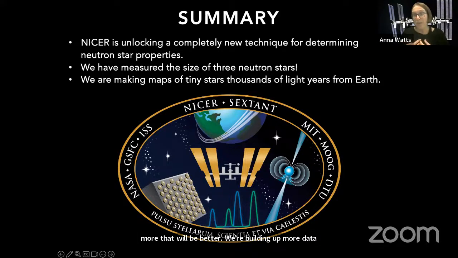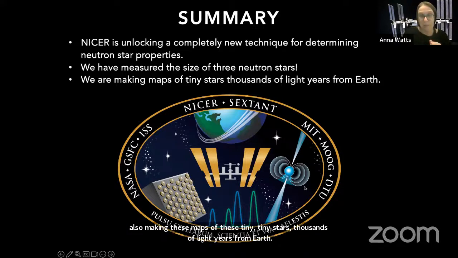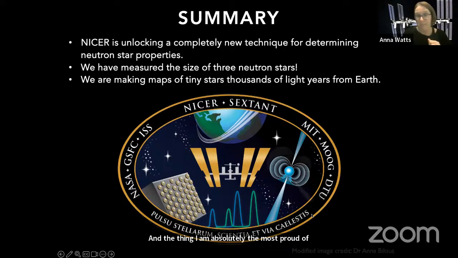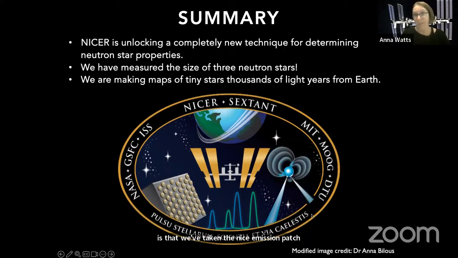And as I said, the one thing that I love along with this is, in addition to getting dense matter information, we're also making these maps of these tiny, tiny stars, thousands of light years from Earth. And the thing I am absolutely the most proud of is that we've taken the nice emission patch and shown that it probably doesn't look like that. It probably looks an awful lot more like this, with a slightly weird magnetic field structure.